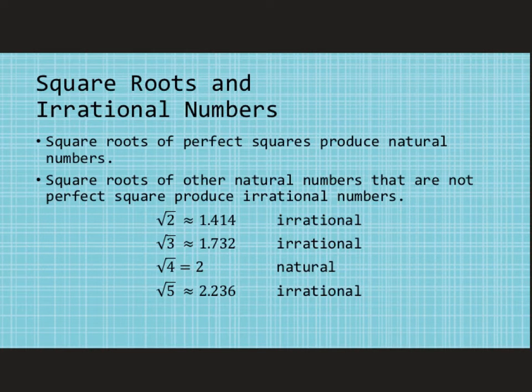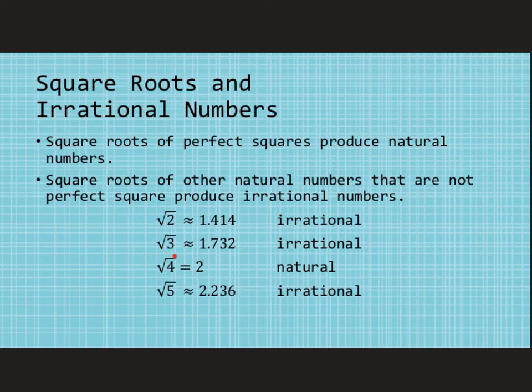So here's where irrational numbers come into play. An irrational number doesn't terminate and doesn't repeat. It just never ends. It goes on forever. It has no pattern. So any square root of a number that is not a perfect square is going to give me an irrational number.